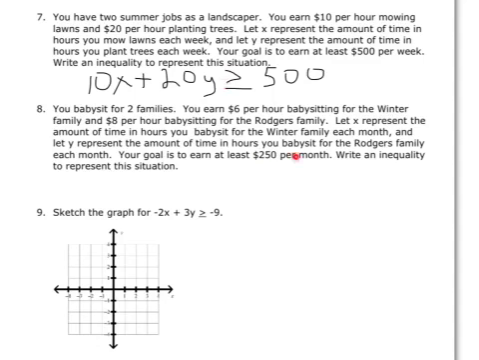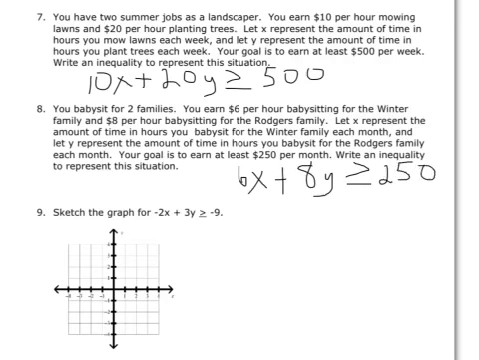Okay, so I want to earn at least $250 per month. That means I could earn that much or more. So to write what we would earn, it's $6 per hour for the Winter family. They said to use X for the time for the Winter family, plus 8Y for the Rogers family. And now we want our earnings to be at least $250. So that would be equal. And then if we want more than that, we would say it's greater. So the earnings are greater than or equal to $250.